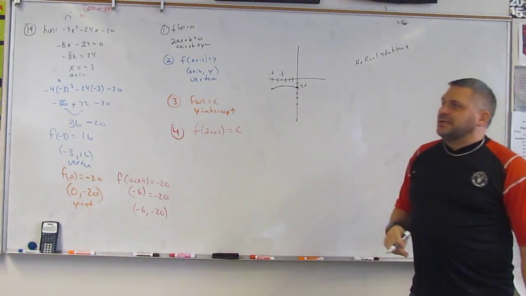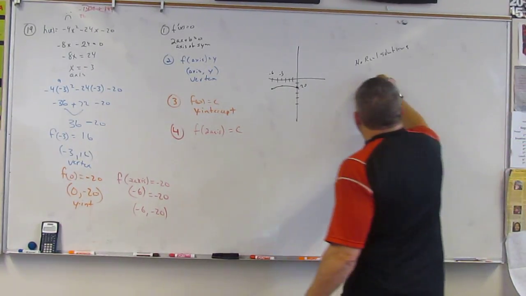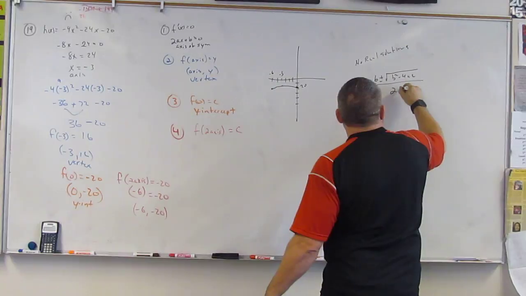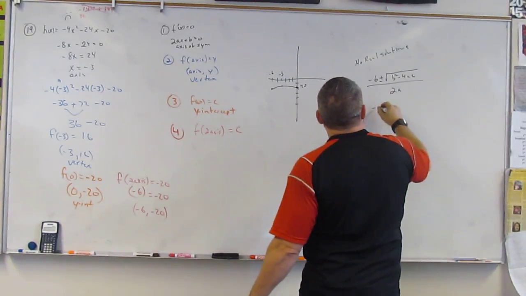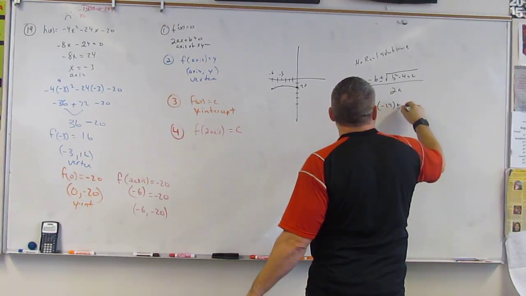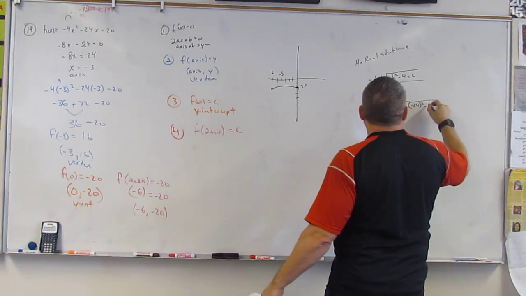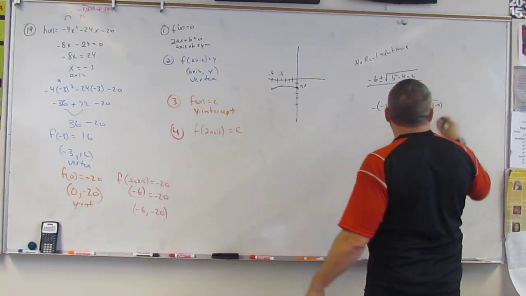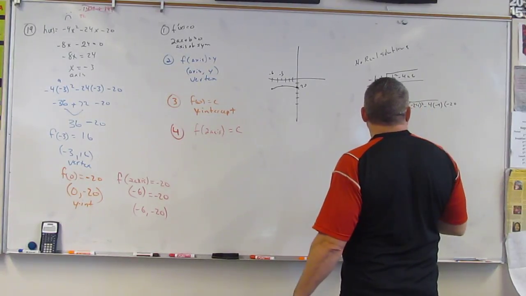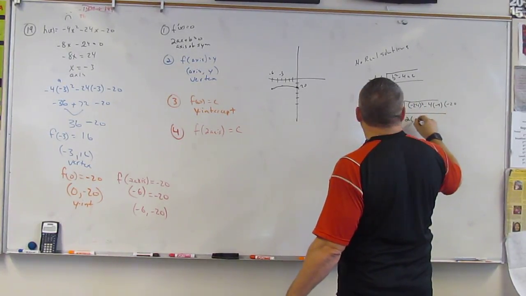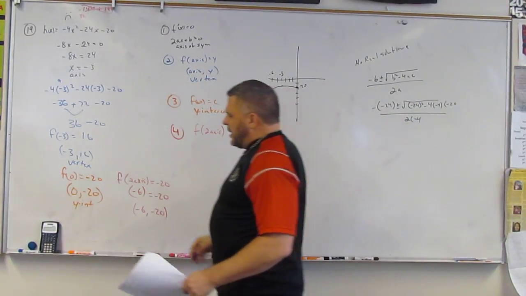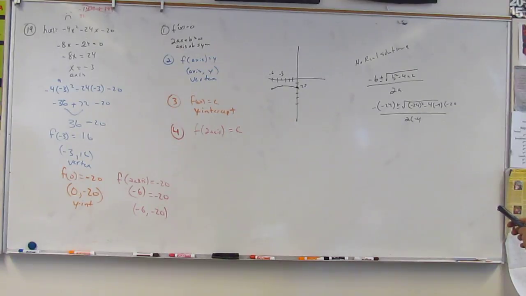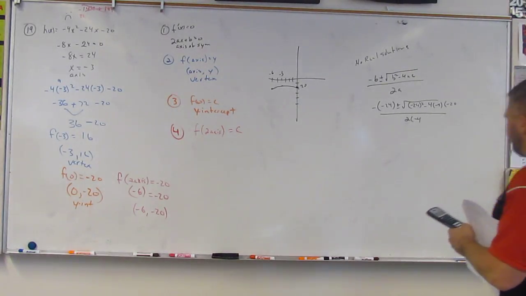So the only way we can do this is negative b plus or minus the square root of b squared minus 4ac all over 2a. So negative b, so negative 24 plus or minus the square root of negative 24 squared minus 4 times a, which is negative 4, times c, which is negative 20. Okay, all over 2 times a, which is negative 4. Okay, and then we grab our little trusty dusty calculator and we go, hey, what is 24 squared? That's 576.